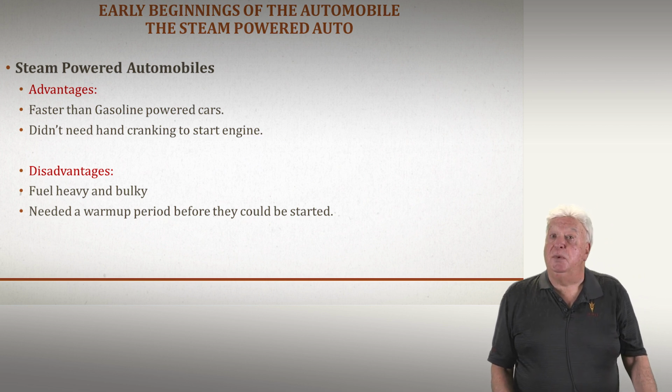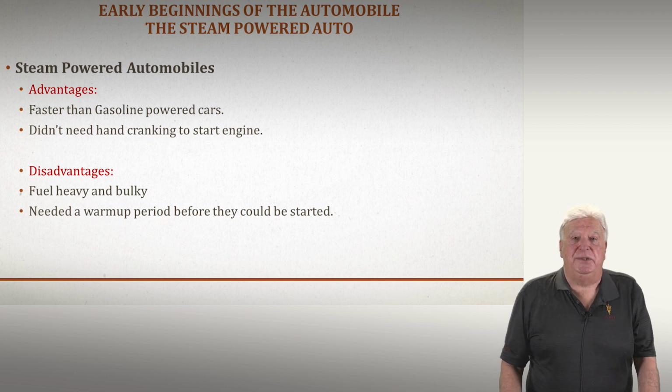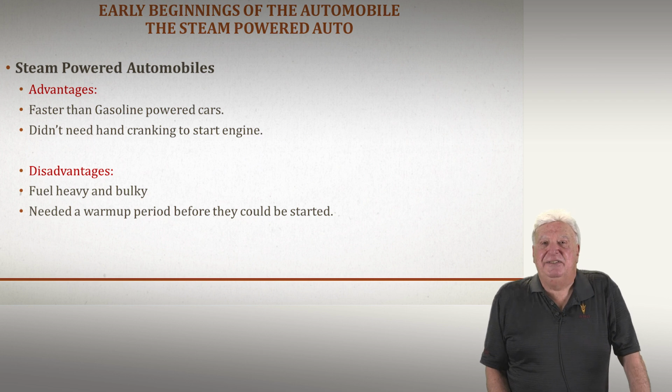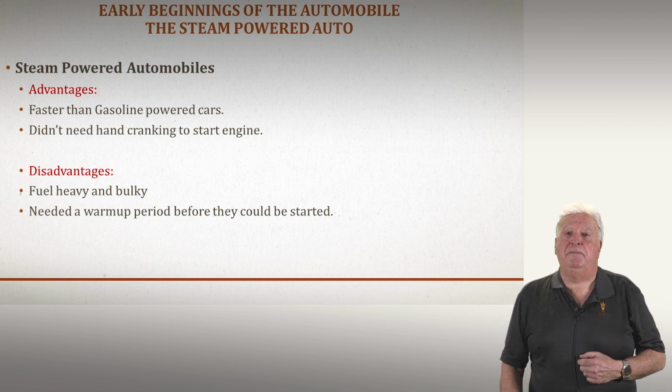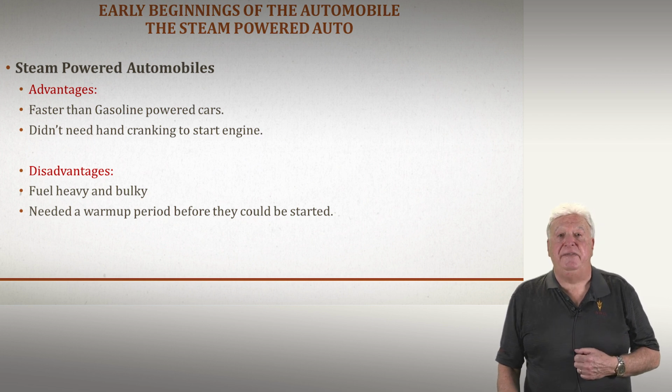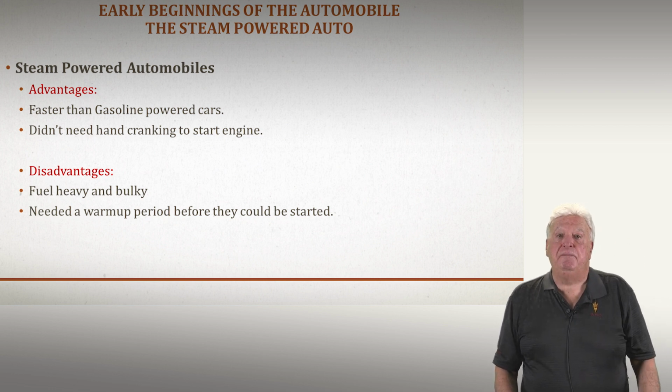The steam-powered car was faster than any gasoline-powered car, and in 1906, a Stanley steamer broke the land speed record traveling at 127 miles per hour. That seems incredibly fast for 1906. Unlike the gasoline-powered car, they didn't need cranking to start the engine, which was a very dangerous proposition. The fuel, however, was quite heavy and bulky, and they needed a warm-up period before they could be started to get the steam to be generated.